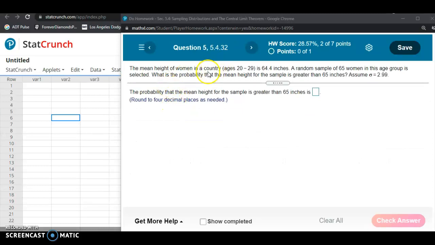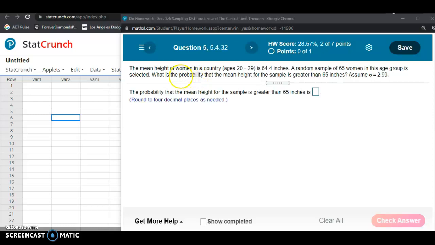So let's look at question 5, and it says that the mean height of women in a country ages 20 to 29 is 64.4 inches. So that's your population mean. A random sample of 65 women, so 65 is our sample size, in this age group is selected. What is the probability that the mean height for the sample is greater than 65 inches? Don't confuse our sample size, which is 65 women, with the height here of 65 inches. You can easily confuse it, but those are different.